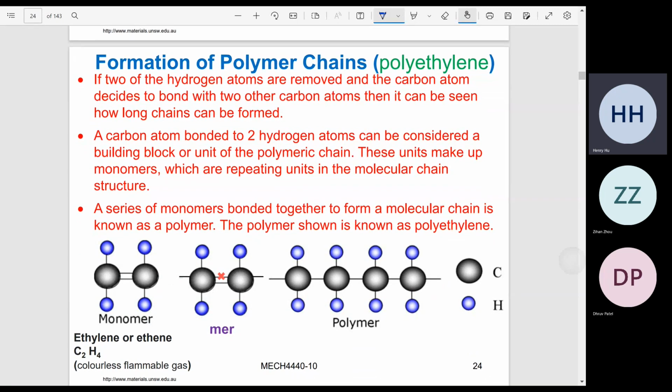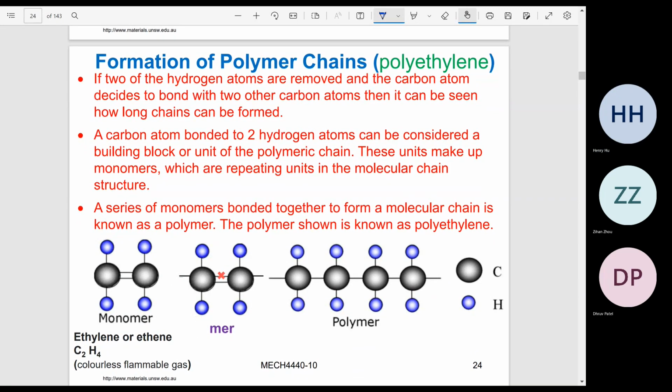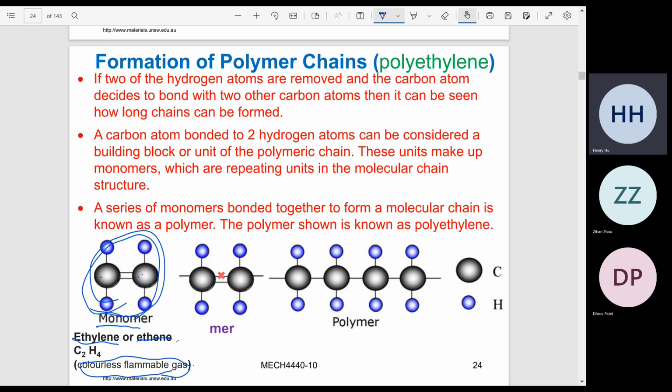For example, if you have a structure which has 2 carbons and 4 hydrogens, as I just mentioned before, it's called ethylene, ethane. With the 2 carbons and 4 hydrogens, the overall atomic weight of this unit is very light. So basically, ethylene is a gas. It's a colorless flammable gas. This gives you a structure that we call a mono. This is not a mer. We call this a mono.